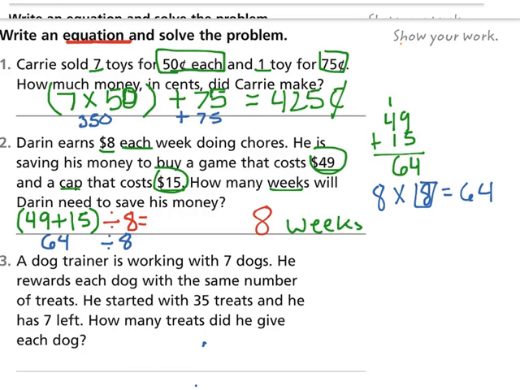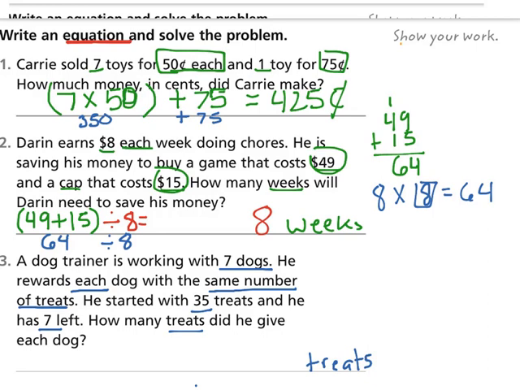A dog trainer is working with 7 dogs. He rewards each dog with the same number of treats. I'm getting the sense that there's going to be some either multiplication or division with that going on, okay? He started with 35 treats, and he has 7 left. How many treats did he give each dog? Okay. So we're trying to figure out how many treats, so the label is going to be treats. Okay, how many treats?